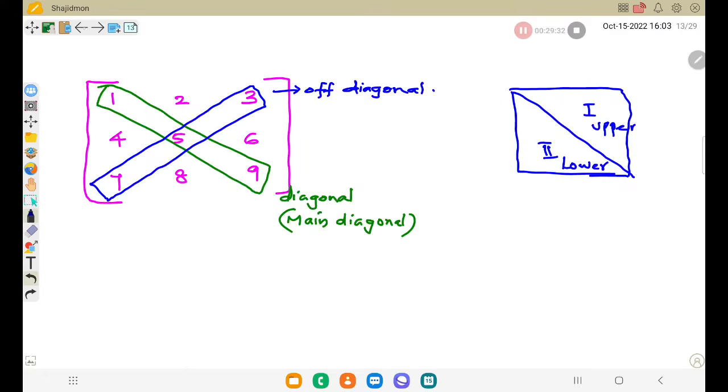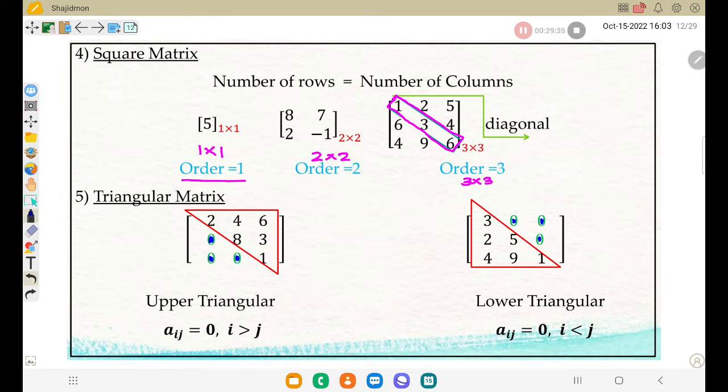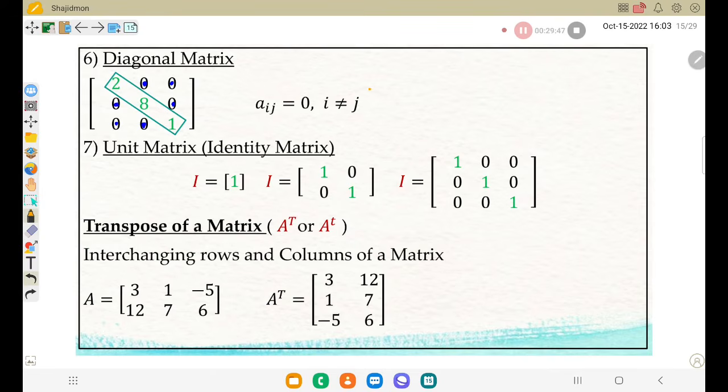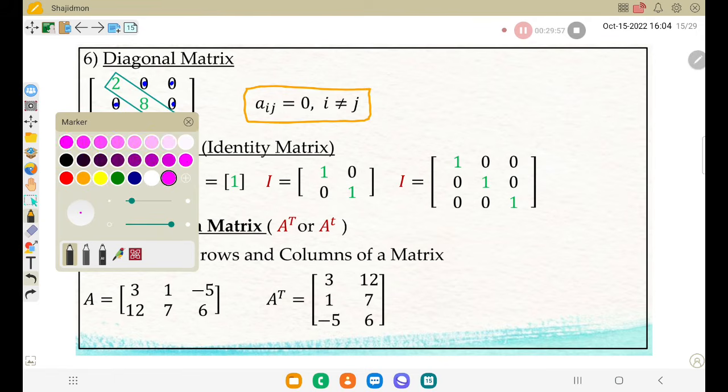So just to note these three: Aij equals 0 when i is greater than j means upper triangular. Aij equals 0 when i is less than j means lower triangular matrix. And Aij equals 0 when i is not equal to j means diagonal matrix. So this is the sixth classification. Now we will go to the seventh classification. I hope you understood up to this.